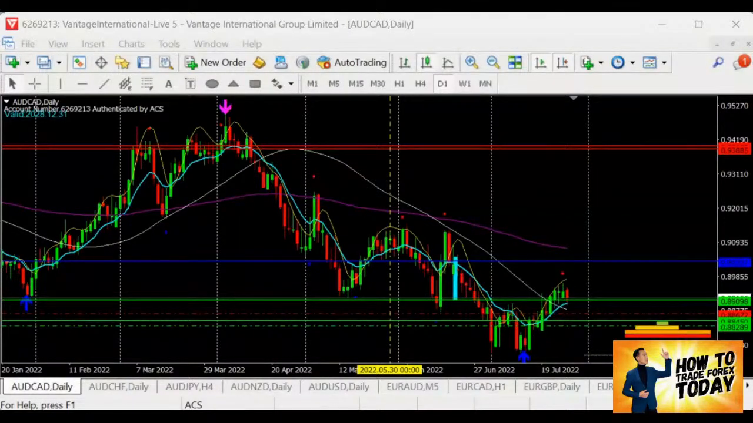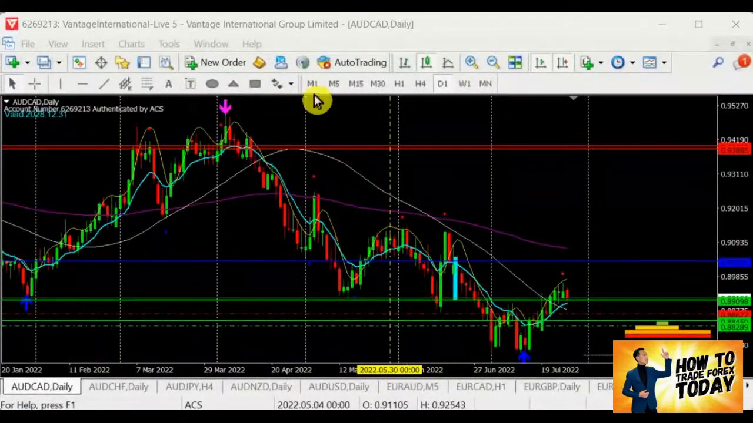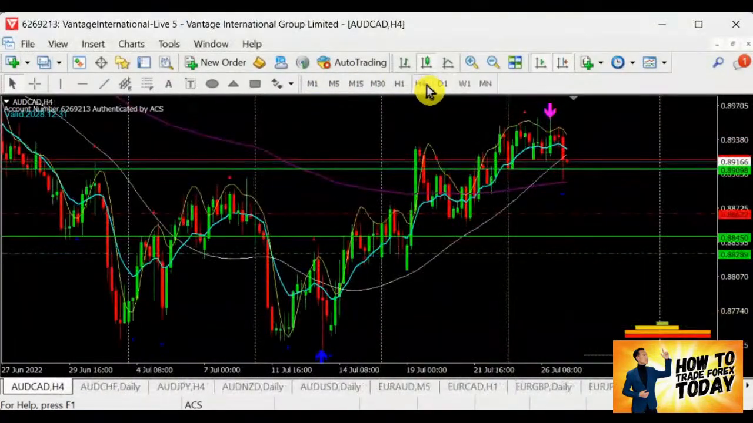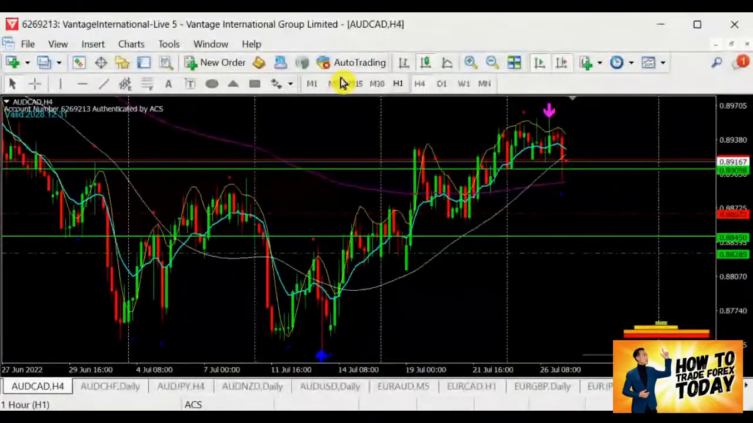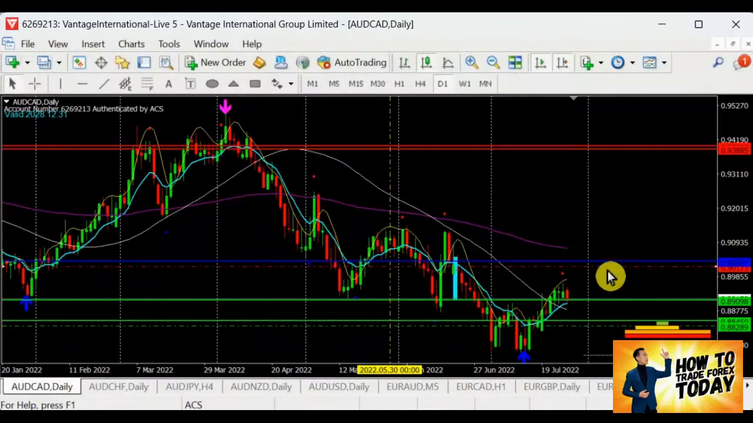So over here, let's take a look at Aussie CAD. By looking at Aussie CAD right now, we are actually moving towards the bull. Currently, it looks like it's going to have a retracement to test the support. So let's move the resistance up again.